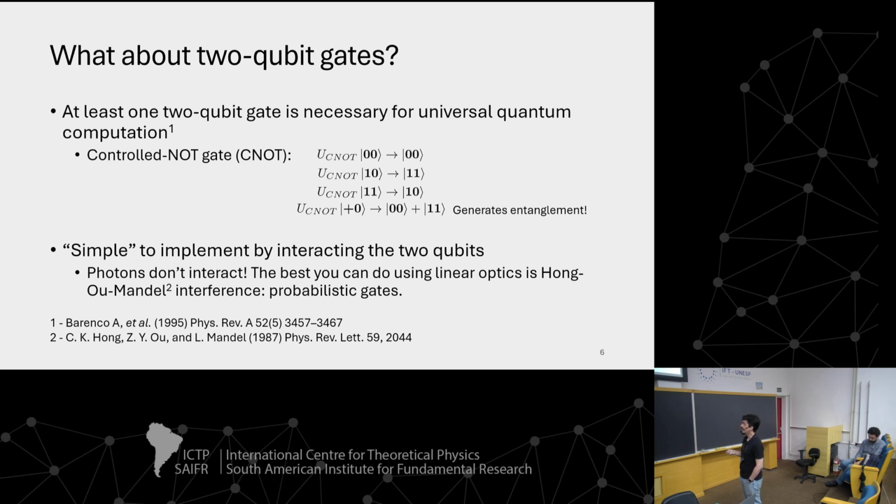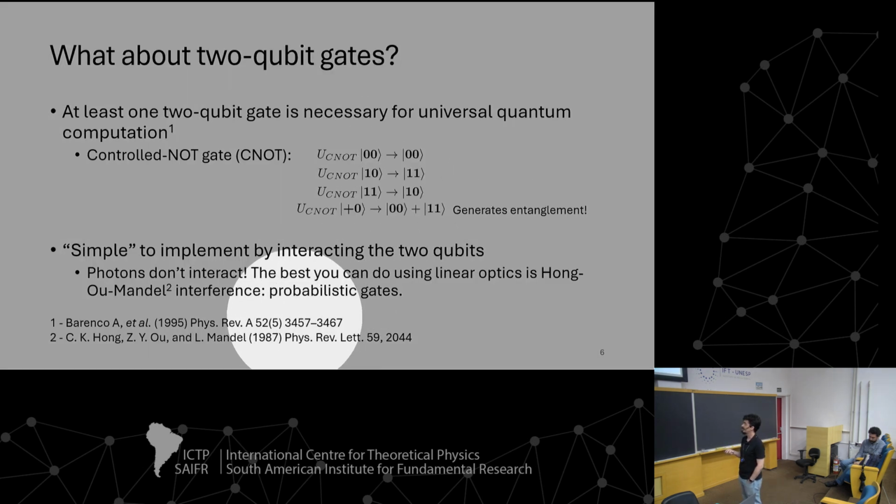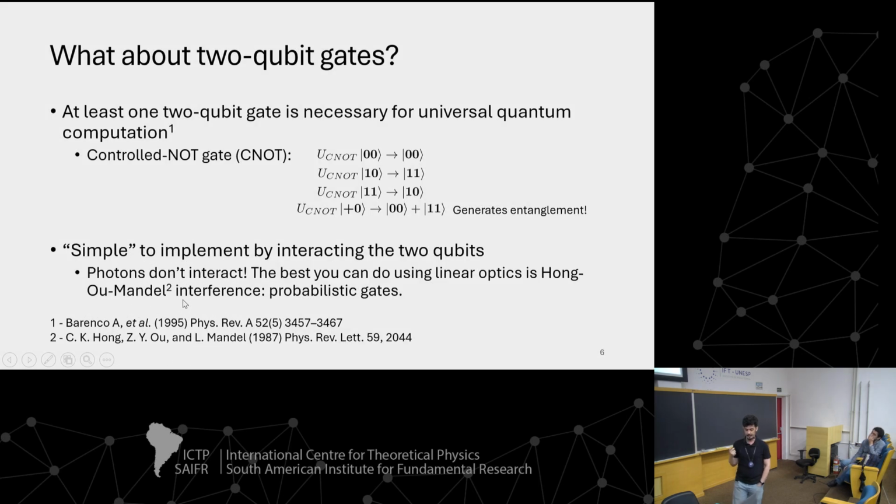And it's relatively simple to implement in some quantum computing hardware, but not with photonics, because photons don't interact. And the best we can do is Hong-Ou-Mandel interference. So you are stuck with probabilistic gates.